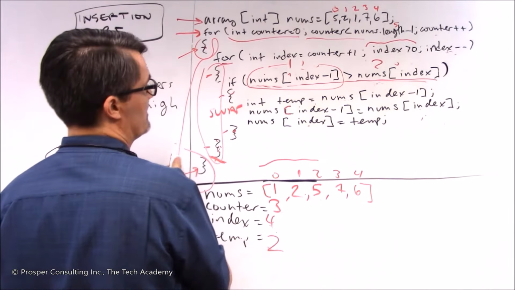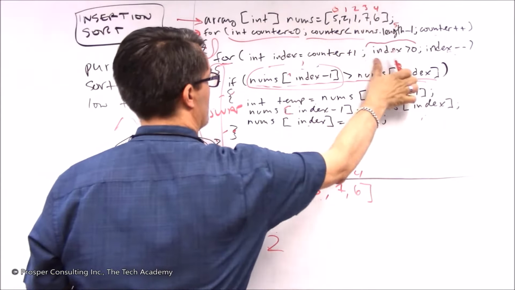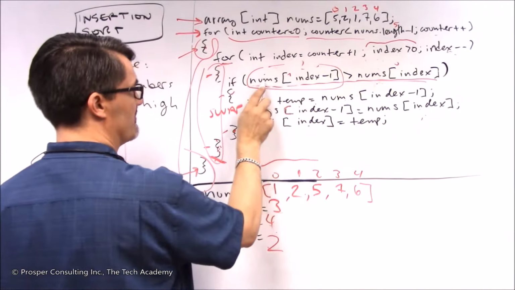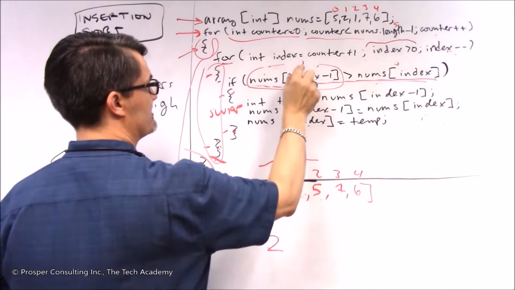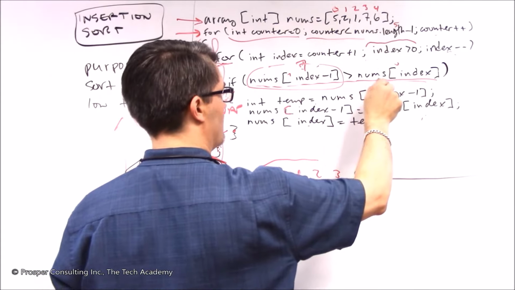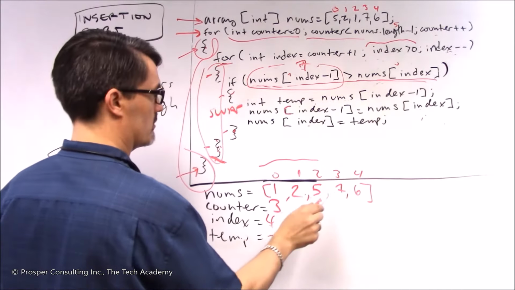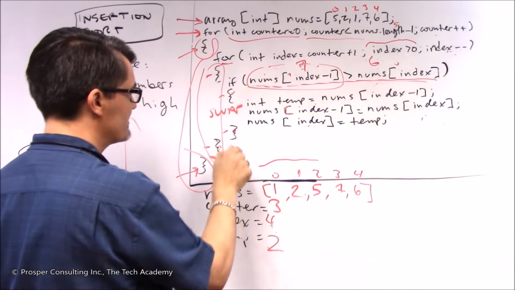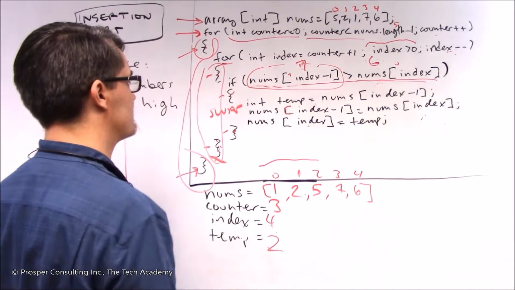First thing we do is check a conditional. And we've seen this over and over again. Index is now equal to 4. 4 minus 1 is 3. What's the value of the array at position 3? It is 7. Compared to it over here, what's the value of the array at position 4? It's 6. Is 7 greater than 6? Yes. Okay, good. We're going to execute this code inside these brackets under the if statement.